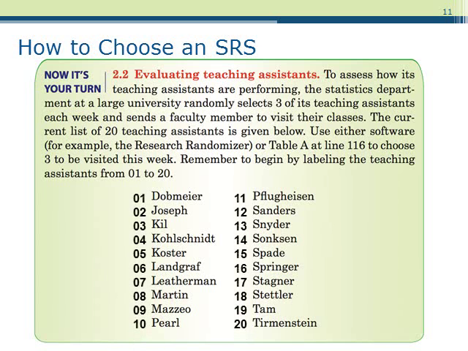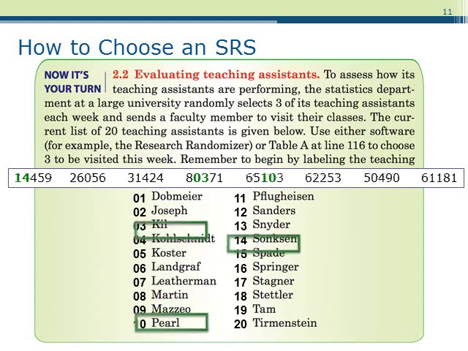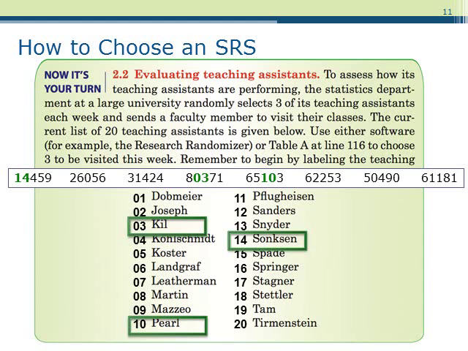In case you don't have your book with you, this is line 116 of Table A. So pause the video and unpause when you're ready for the answer. In this case, our simple random sample will be from individuals 3, 10, and 14.